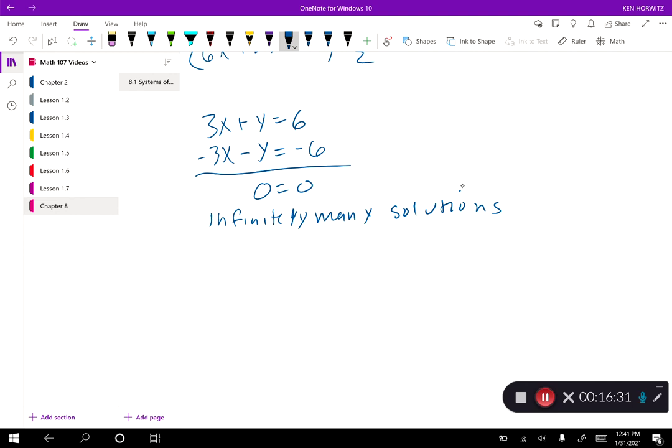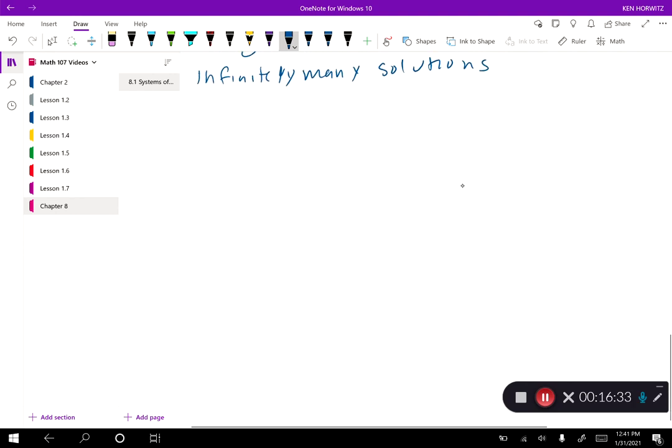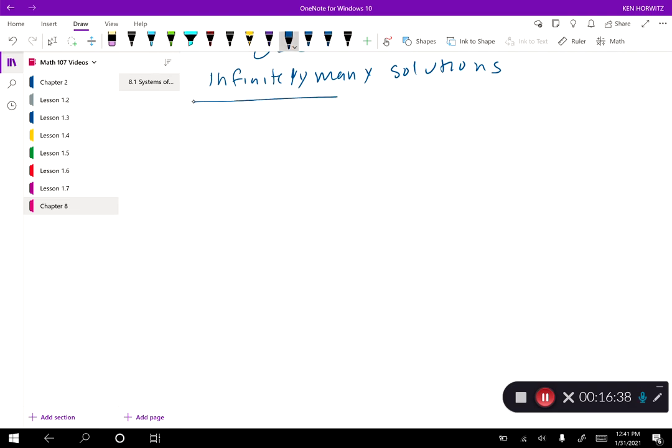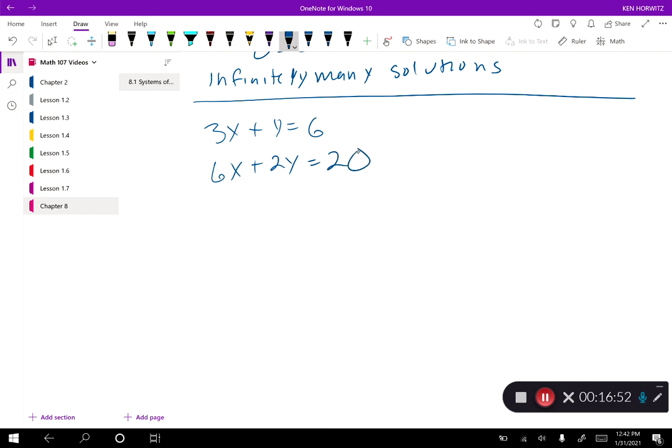All right. So let's try one more computational example, and then I want to get into just one application problem. Here we go. It's going to be very similar, but a little different. 3x plus y equals 6. 6x plus 2y equals 20.